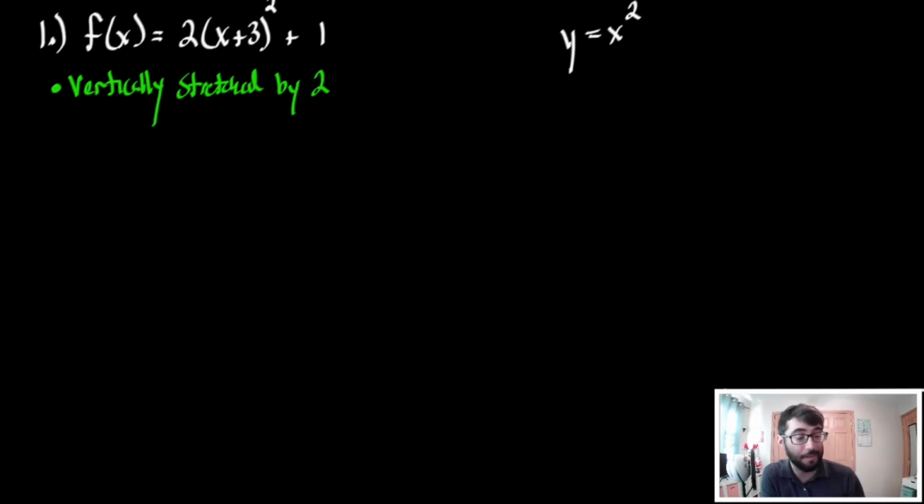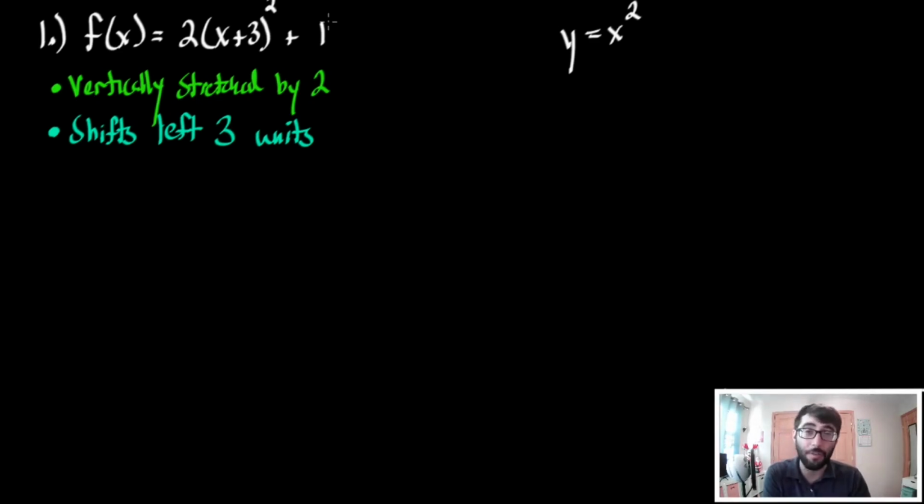Now the next one that we see is I see plus 3 inside. Remember, if we're adding 3 inside, that means we're actually moving to the left that many units. So this would shift to the left by 3 units. And the last difference I see between the two is I see a plus 1 outside. So remember, if we're adding or subtracting outside, that is affecting the graph vertically. It's shifting it vertically. And if we're adding outside, that actually means we're moving up that many units. So the last transformation would be that it is shifted up 1. And these would be our 3 transformations.